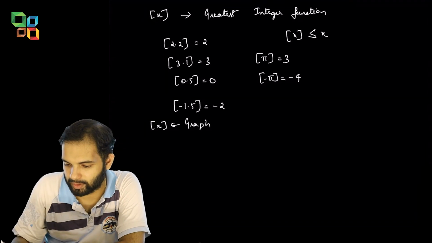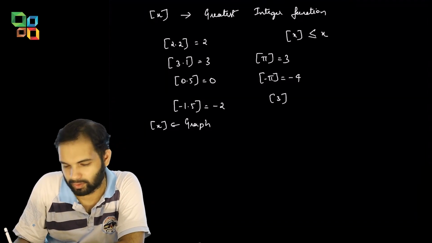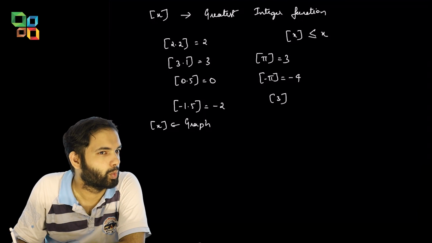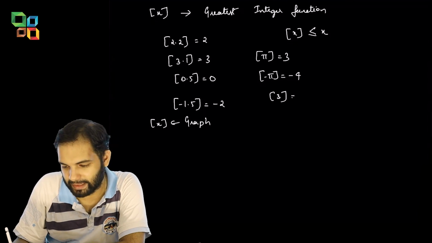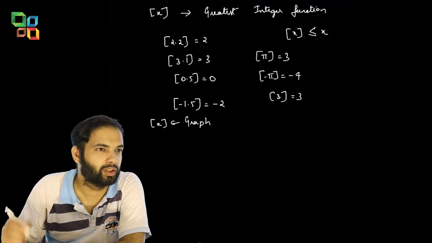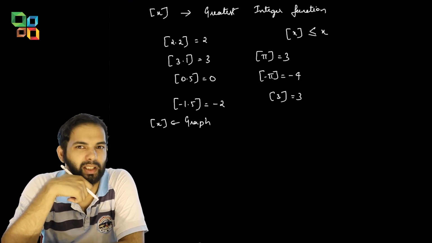We have not discussed this. What is the integer part of 3? 3 or 2? 3 itself, because we said less than or equal to. So if it is an integer, it's itself. Right.